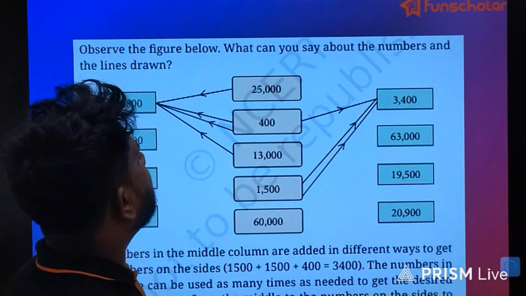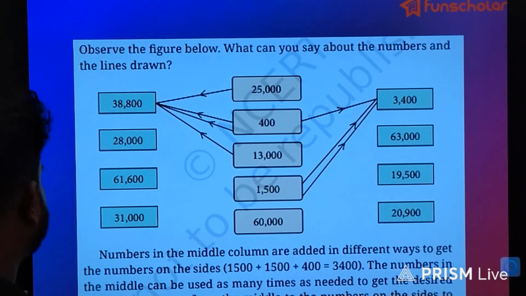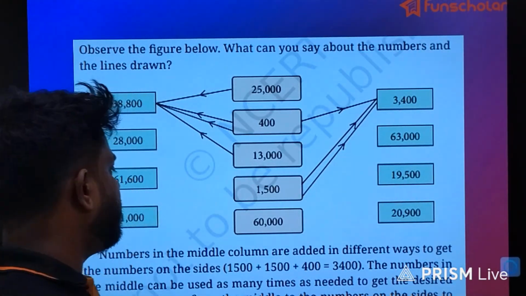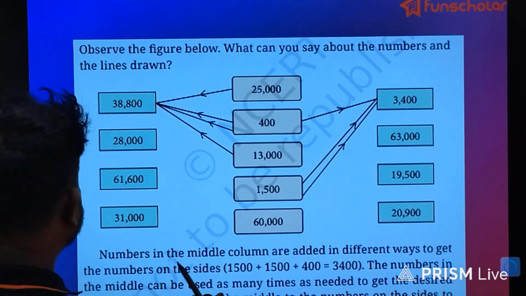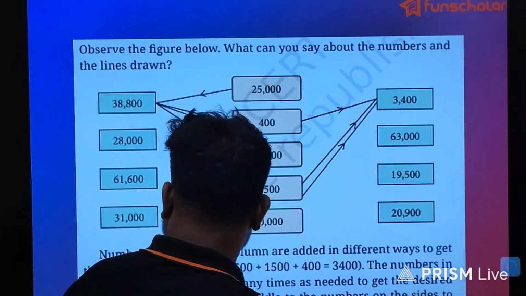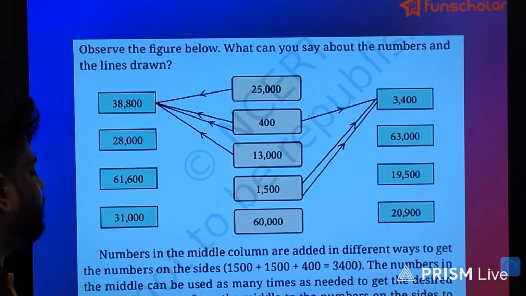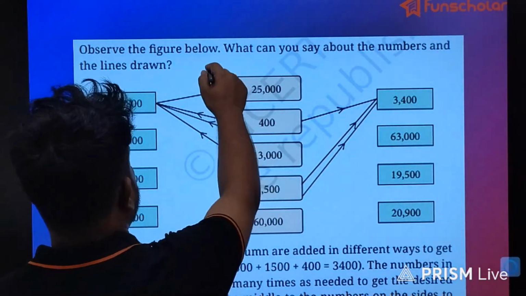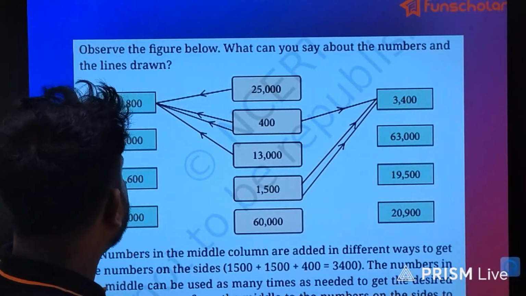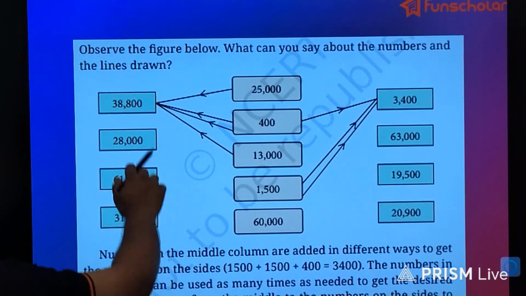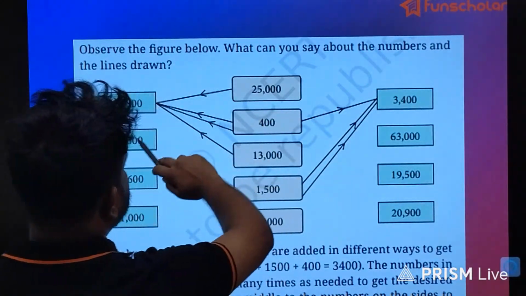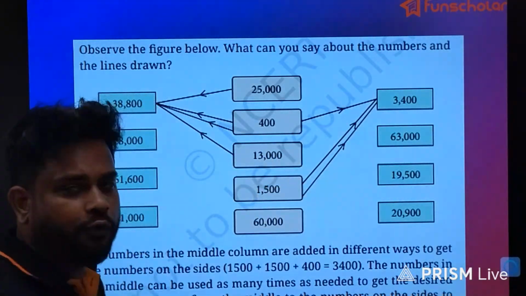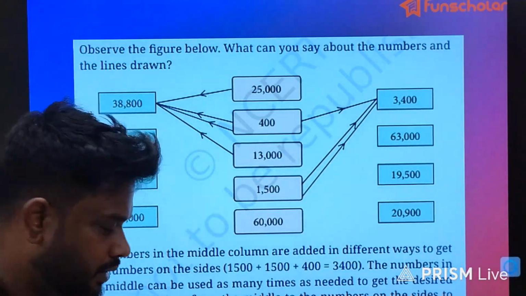Observe the figure below. What can you say about the numbers and the lines that are drawn? Numbers in the middle column are added in different ways to get numbers on the sides. Okay, the numbers in the middle can be used as many times as needed to get the desired sum. Draw arrows from the middle to the numbers on the sides to obtain the desired sum. Okay, so we have some options, and from this we can tell that if we subtract this from this, we will get this. If we add this to this, we will get this. Just follow the arrows and you will get a pattern.